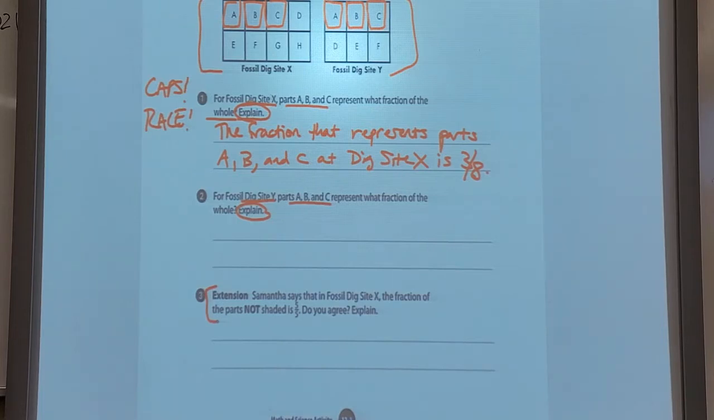Sound fair? You think you can answer these 2 in 5, or do you need 10? At least 10 minutes? Well, I'm going to have to do an average. No, I don't think anybody can write these sentences in 30 seconds. How about 7 minutes? Okay, 7 minutes. Let's go.